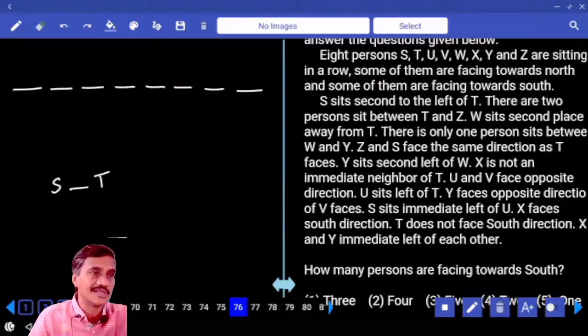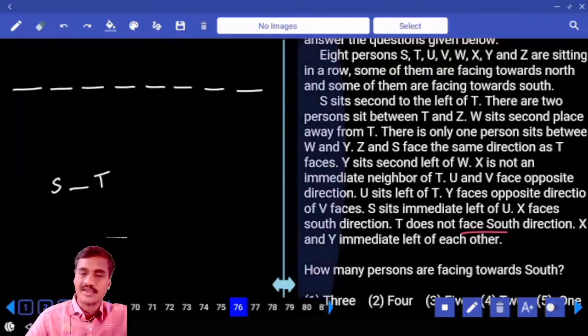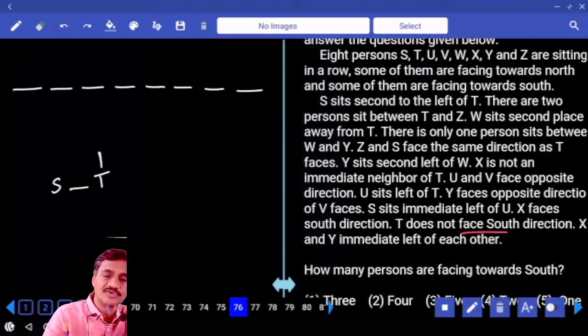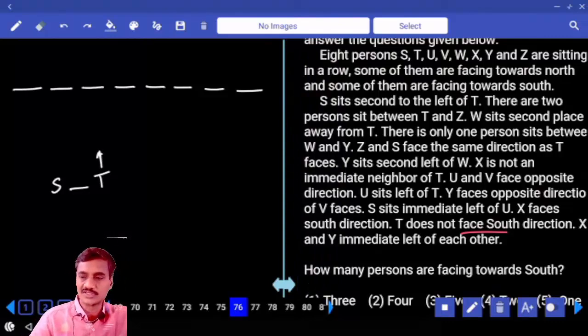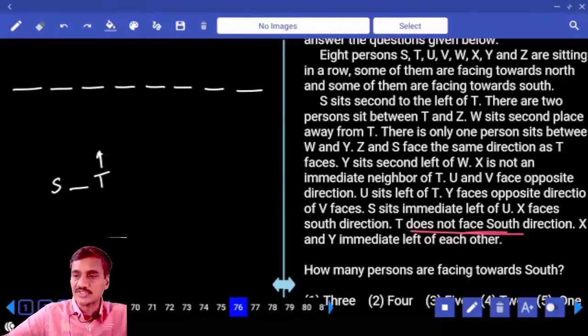We don't know T's direction yet, isn't it? S is seated, and T does not face south. As T does not face south, T must be facing towards north. Clear? Look at the last information, T does not face south. Hence T is facing towards north. As T is facing towards north, S sits second to the left of T.